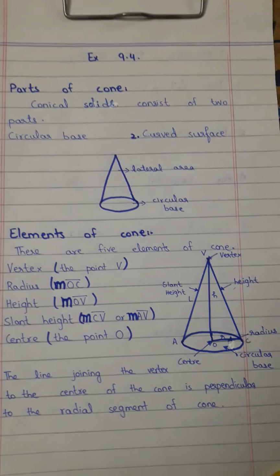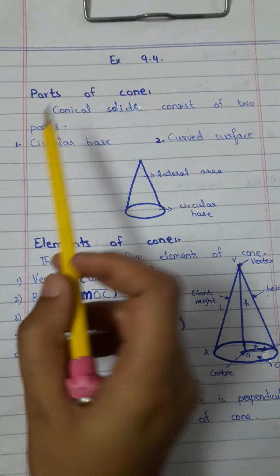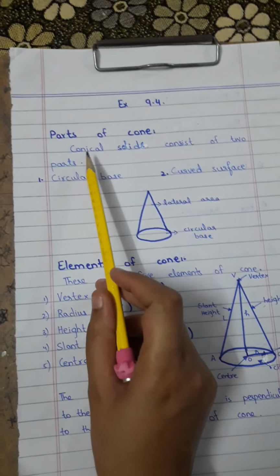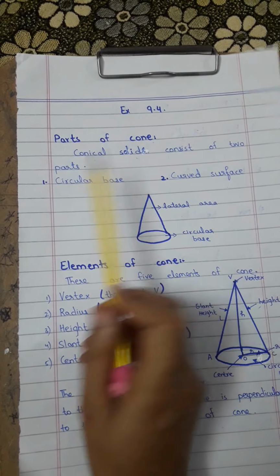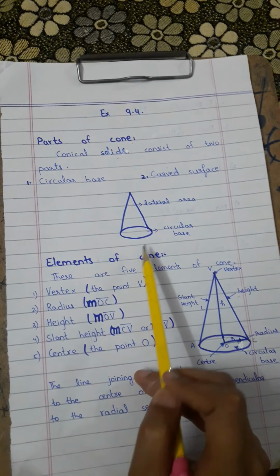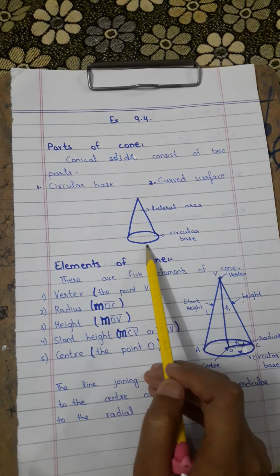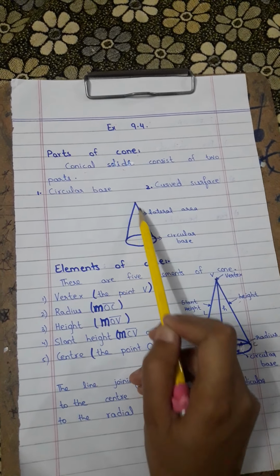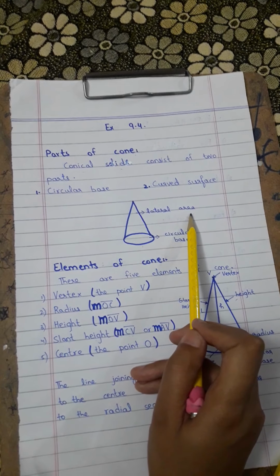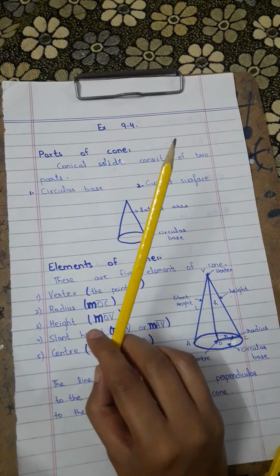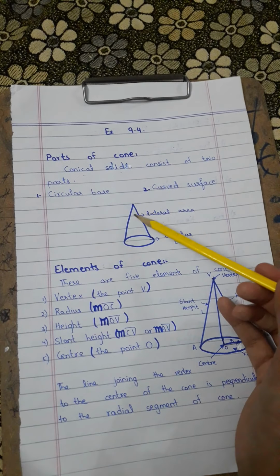Wahim, now we are starting our exercise 9.4, and in exercise 9.4 we are discussing the cone. What is a cone? Conical solids consist of two parts, circular base and the curved surface. As you know that this is the cone, and if you are looking in this figure, this area is known as the circular base and that area is known as the lateral area. Clear? Now as you look your ice cream cone, you are seeing like this figure.